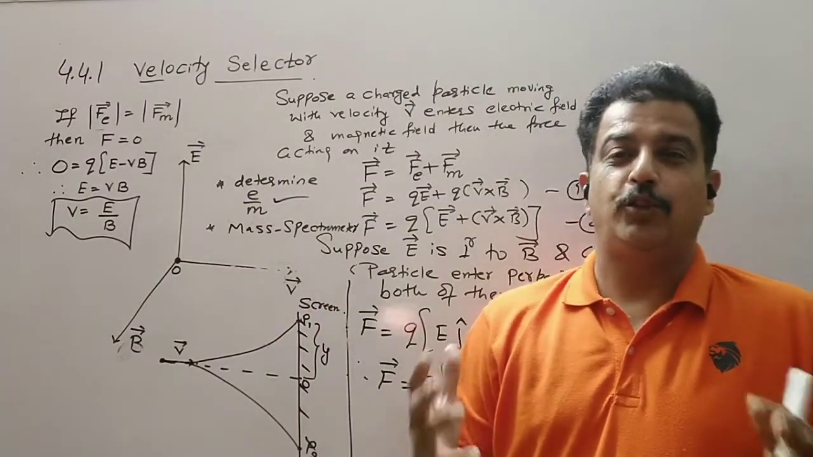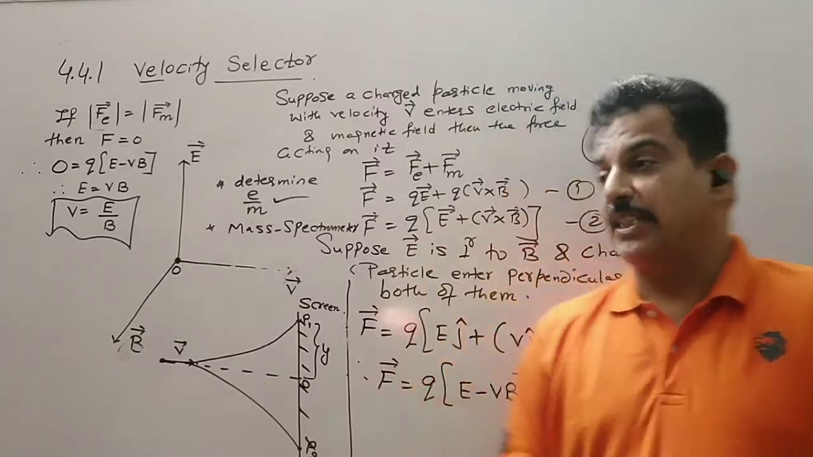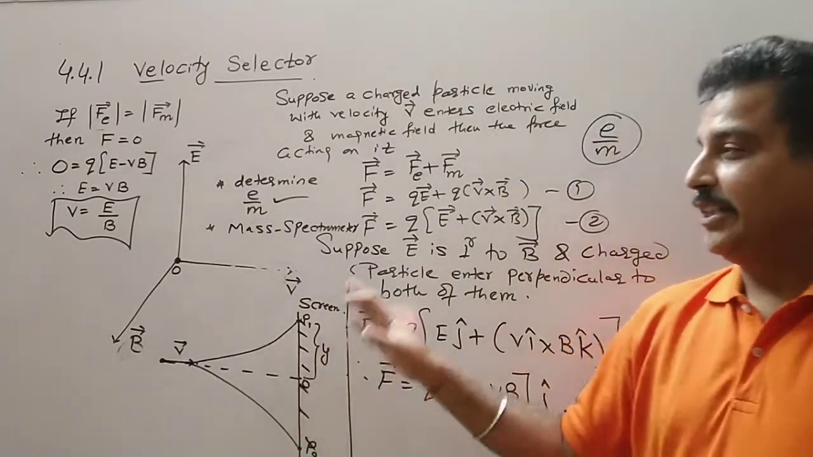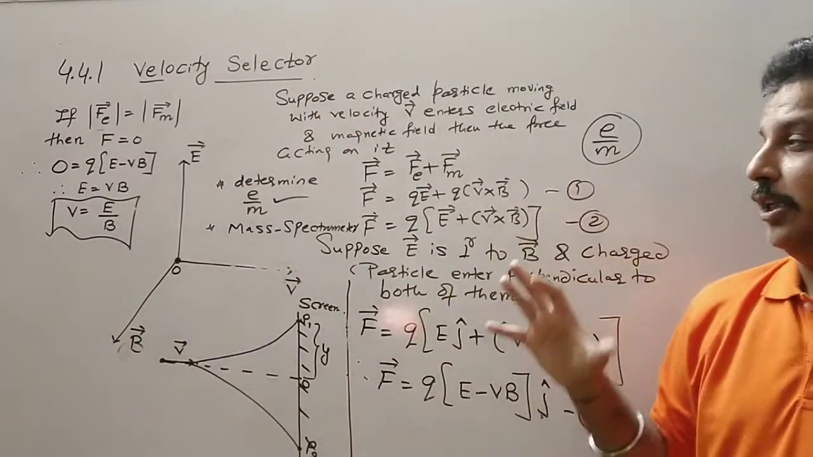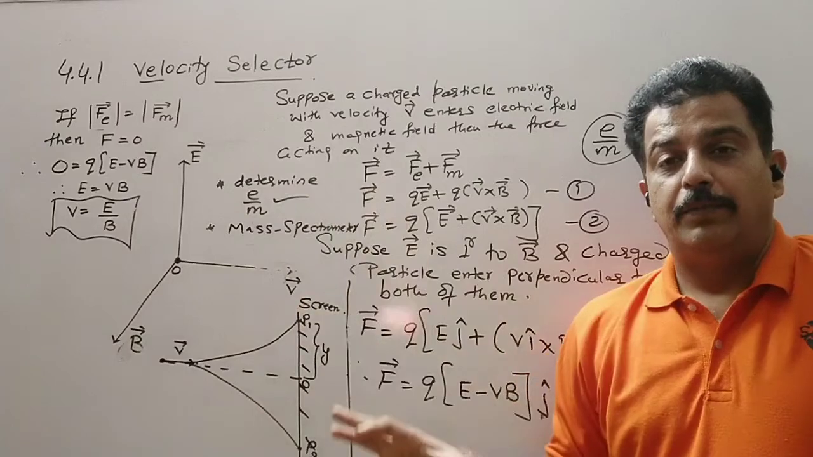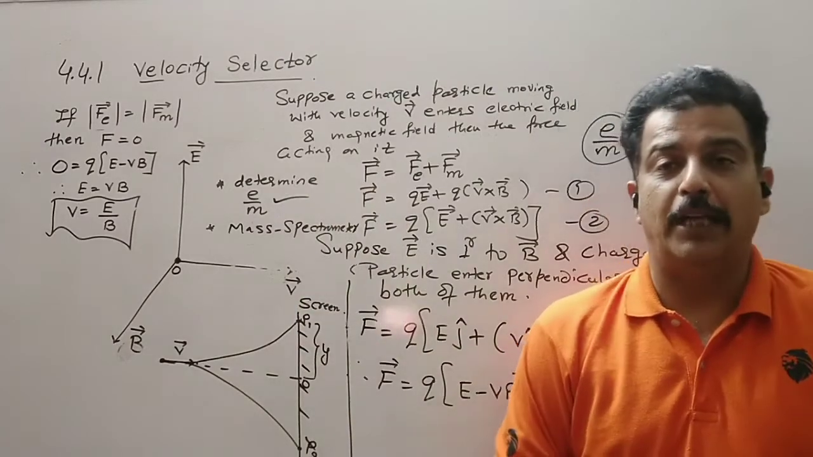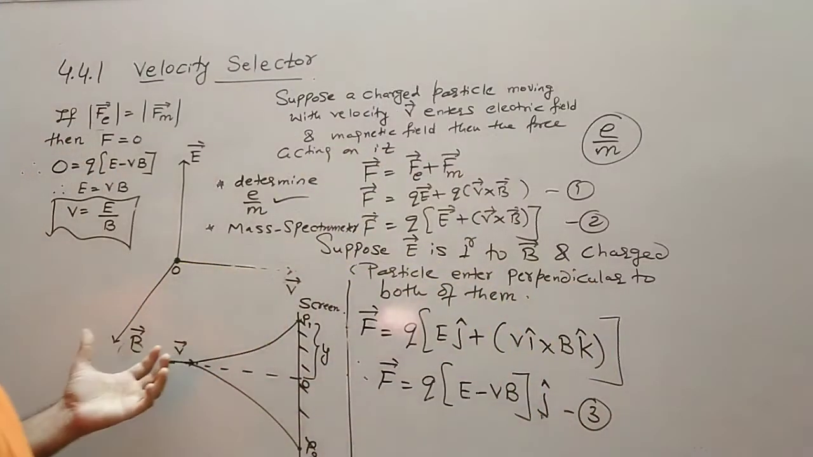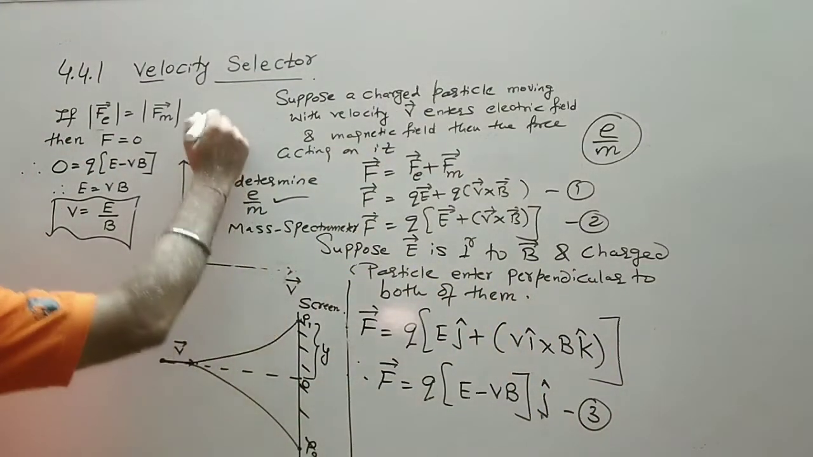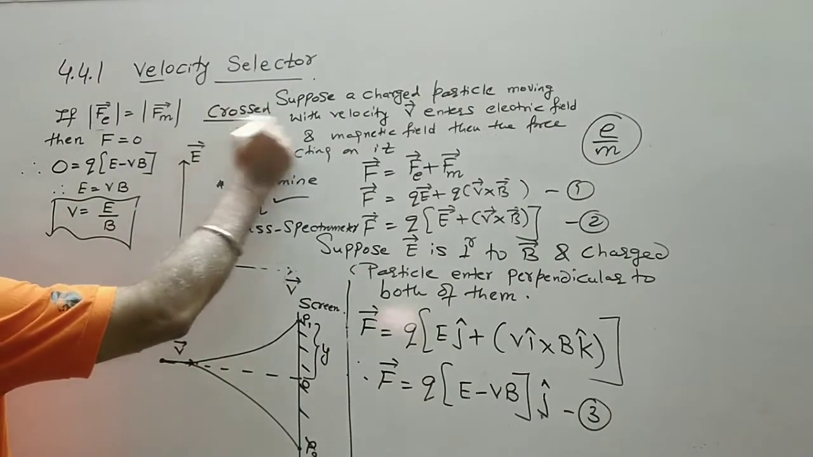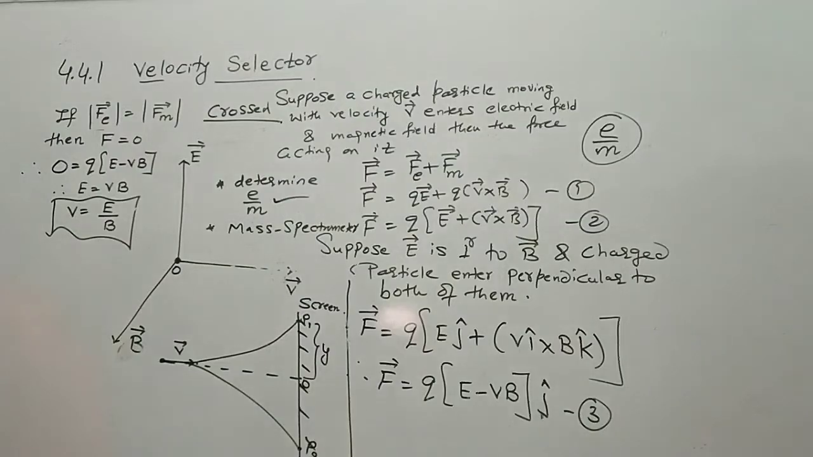Now from where will you get the value of the speed of a charged particle? That speed is determined by this formula. We will see how to determine e/m, or how e/m was determined by J.J. Thomson. So these are the applications, and if E and B are perpendicular to each other, we generally call them crossed: the E vector and B vector are crossed.